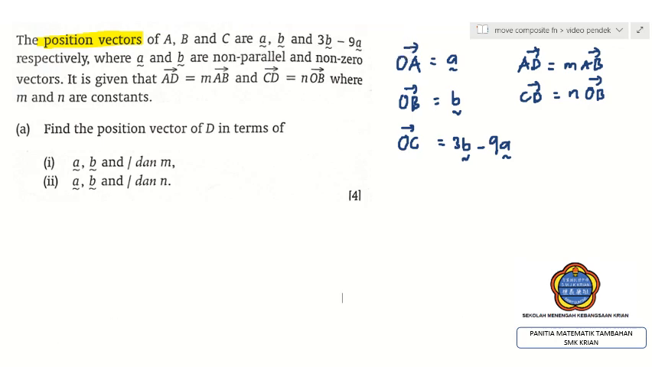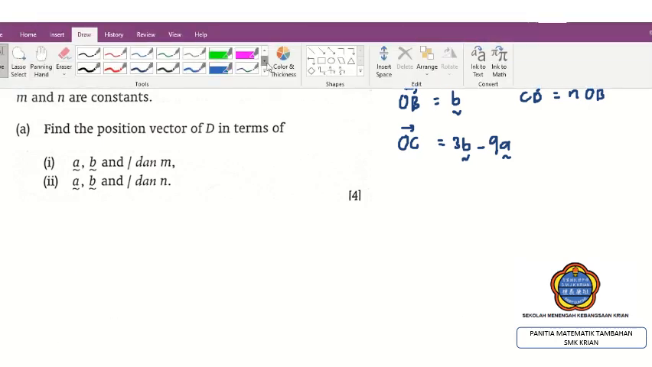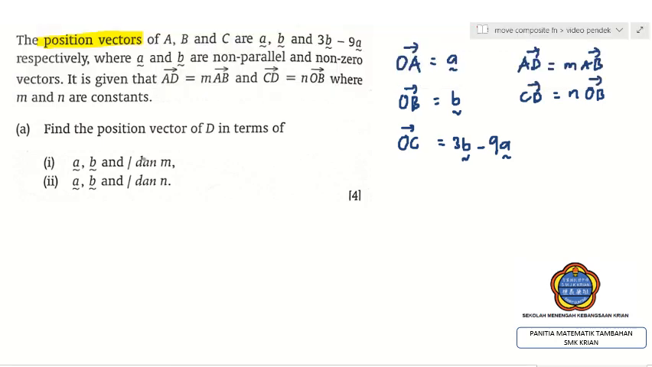Okay, question A asks what? Position vector of D. Position vector of D is OD, in terms of a, b and m. Question A1. OD is equal to what? OD you can make as an addition of two vectors, that is O what plus what, and lastly D.